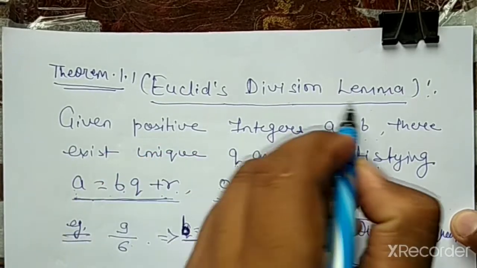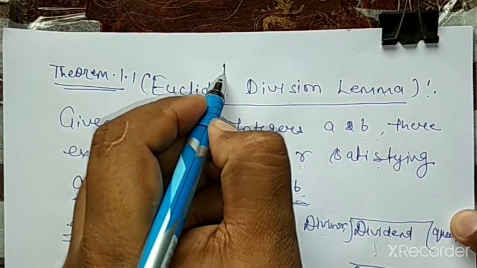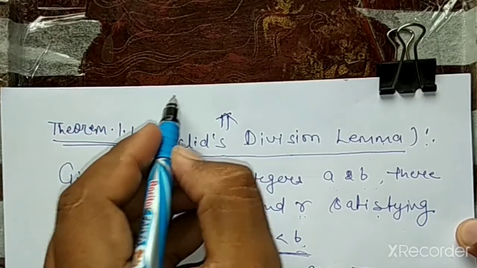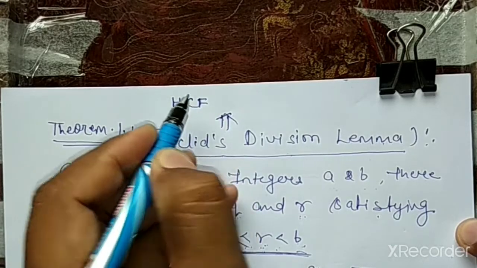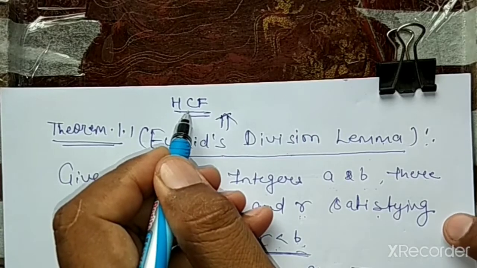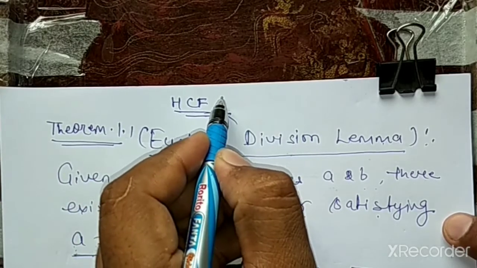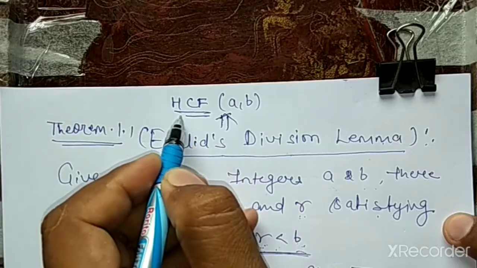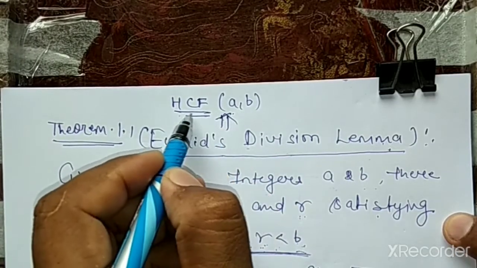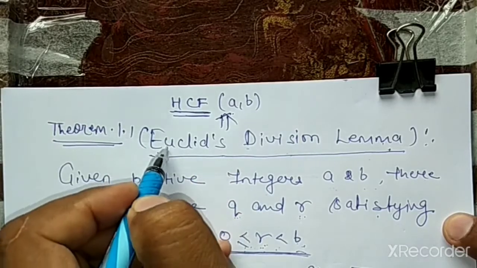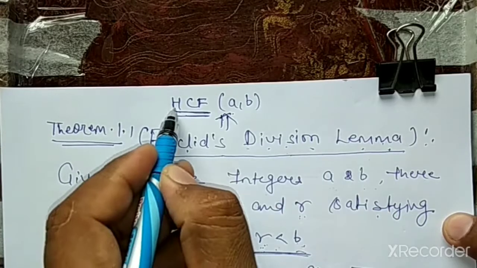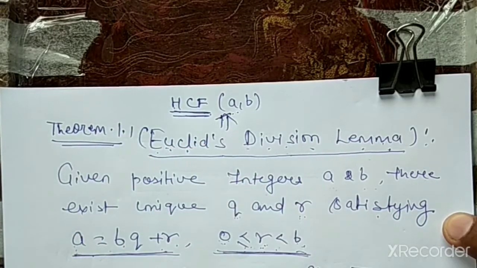But why are we using this EDL, what is the purpose of studying it? The purpose is that it will be useful for finding the HCF. To find the HCF of the given two numbers, there are two numbers A and B, we have to find out the HCF of the given numbers by Euclid division lemma. So why are we using Euclid's division lemma to find the HCF of the two numbers? Okay, that is fine.